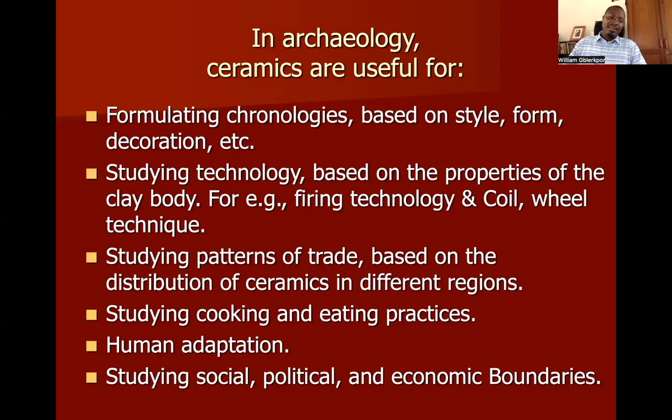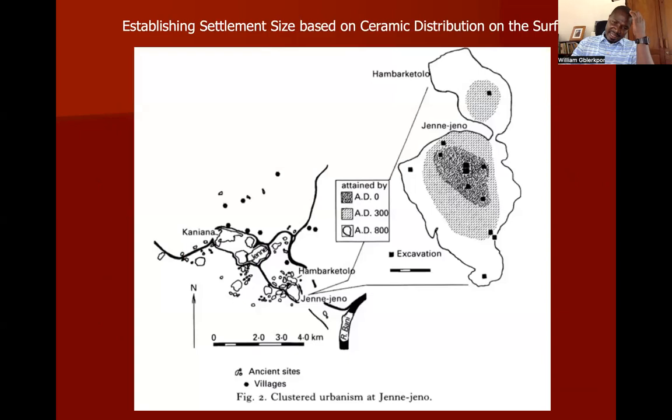Studying social, political, and economic boundaries. Depending on the distribution and spread of ceramic types, we can also tell the level of interaction, exchange, and identities and political boundaries. So for instance, in the case of Jenne-Jeno, we did mention that throughout the 800-year period, based on the distribution of ceramics, we're able to say this is the older portion of the settlement. And then the settlement began to spread by AD 300. And by AD 800, we see different ceramic types spreading all over the place.